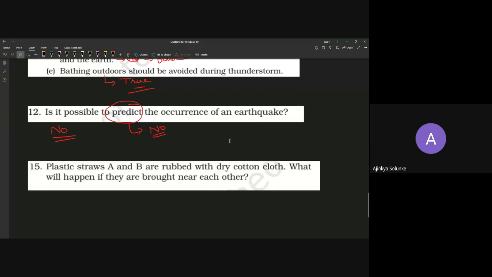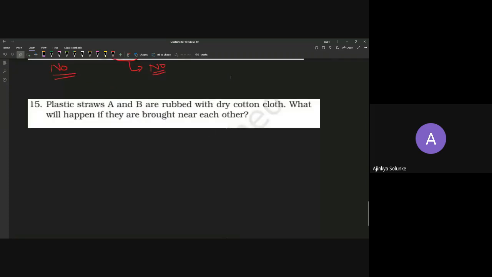Okay. So, a question for you: plastic straws A and B are rubbed with a dry cotton cloth. What will happen if they are brought near each other? Will they attract or repel? All you have to give me as the answer is attract or repel. They will repel.